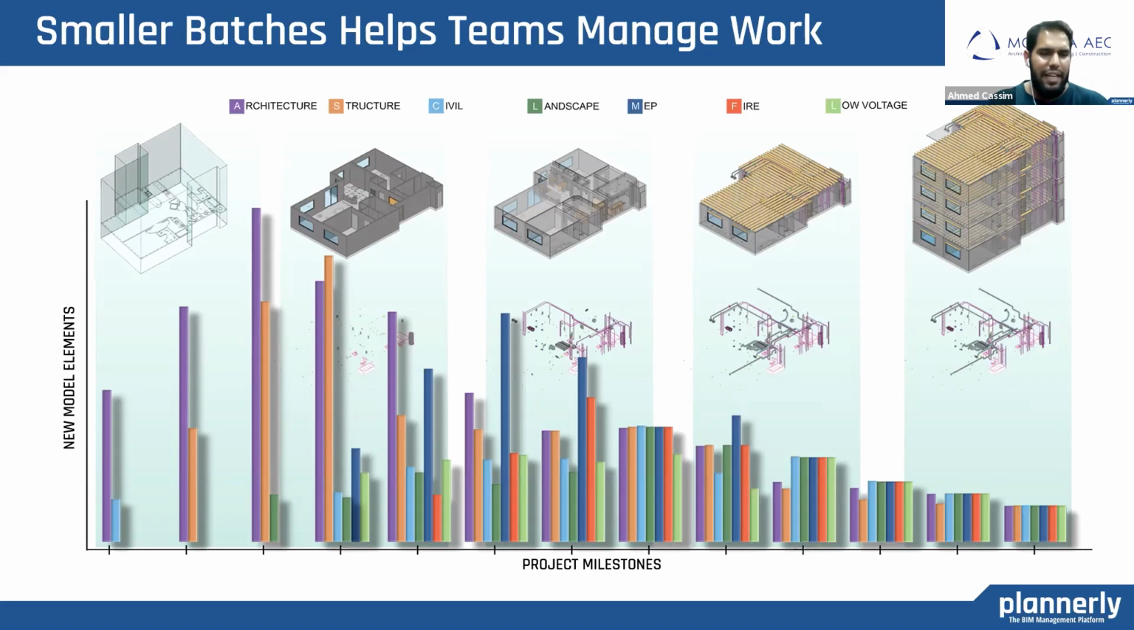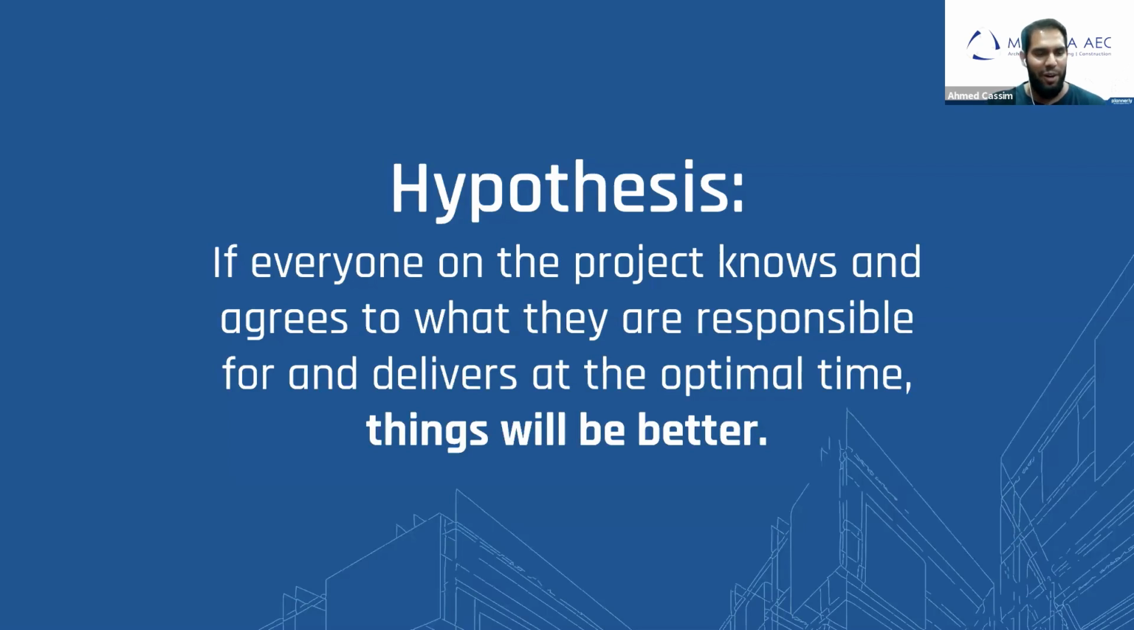It also meant that they were able to start the right teams to work at the right stage and in the right sequence inside of that stage, and the output for that stage, or the deliverable, had fewer issues. So the hypothesis simply was, if everyone on the project knows and agrees to what they are responsible for and delivers at the optimal time, things will be better for the project and for us.